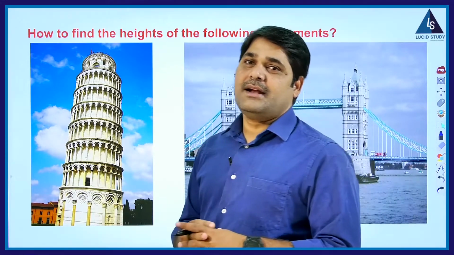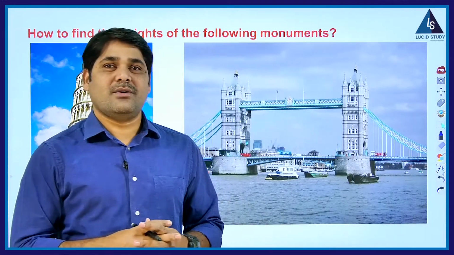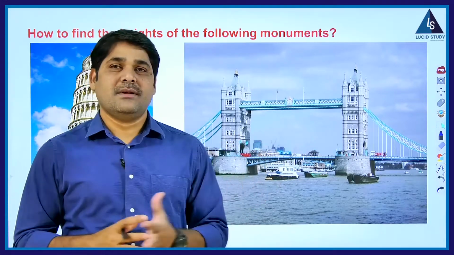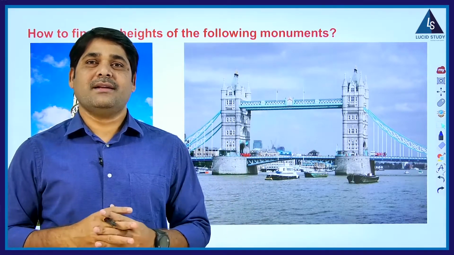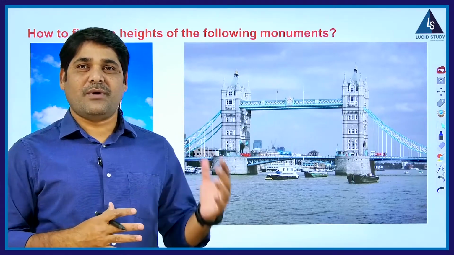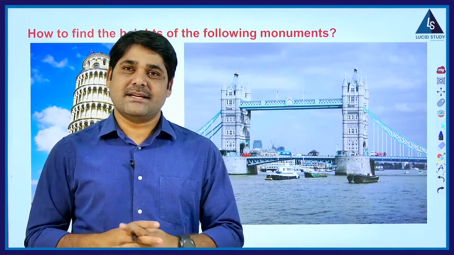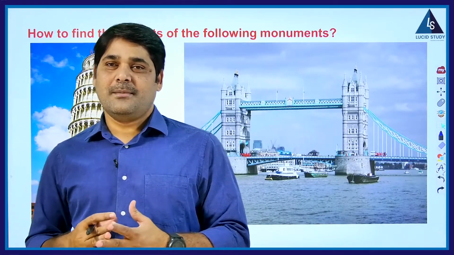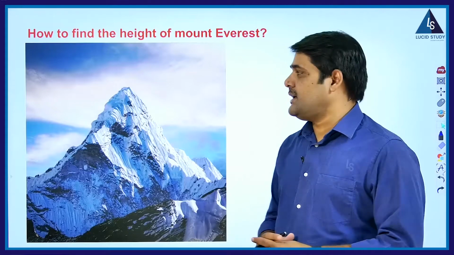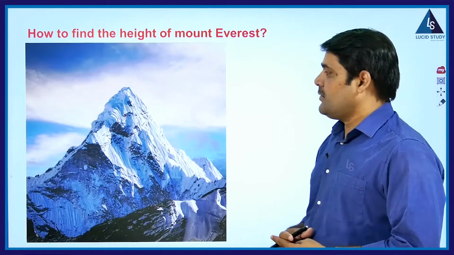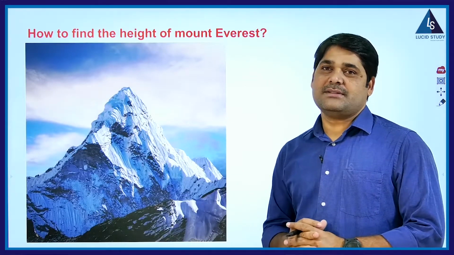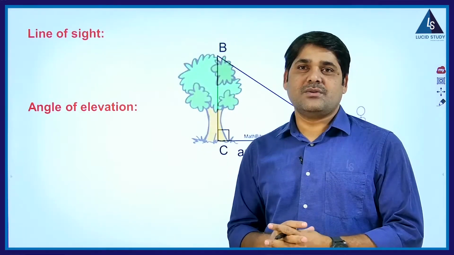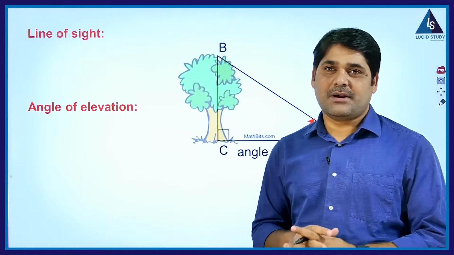Similarly, see the London Bridge. London Bridge also is very long. So how to measure the length of the bridge? Here also we have to apply trigonometric ratios to find such long distances. Now you understood what we are going to learn in this chapter, right? Some more I will show you. See here, this is Mount Everest. So how to find the height of Mount Everest? All these we are going to learn in this chapter.